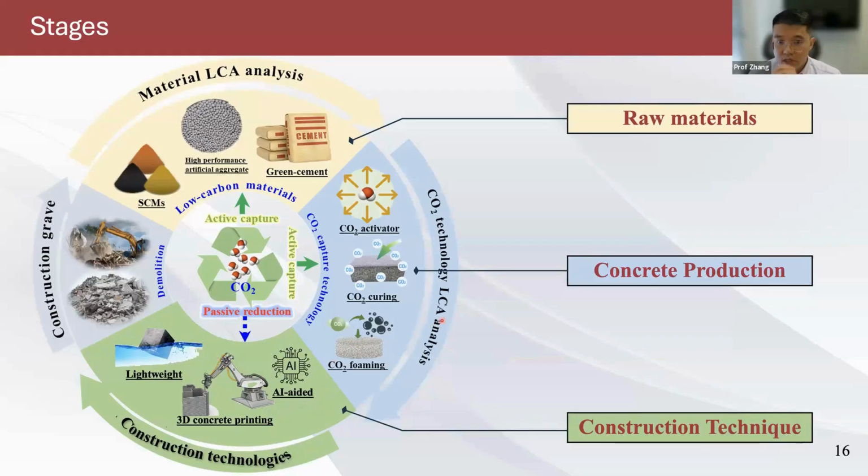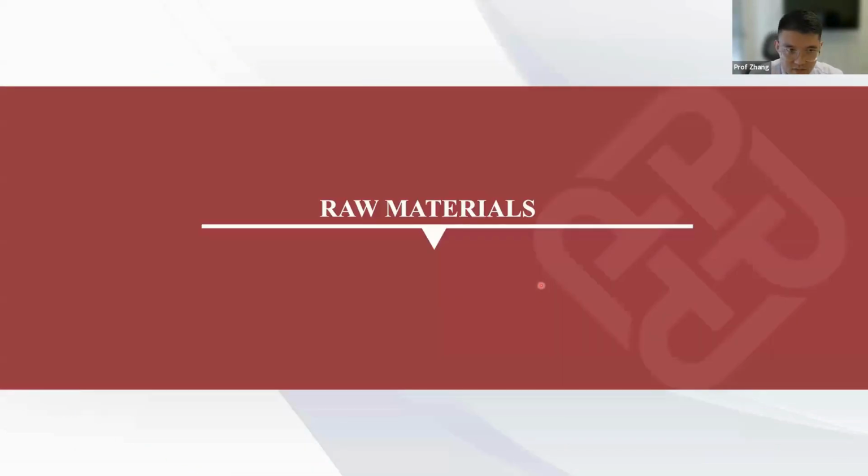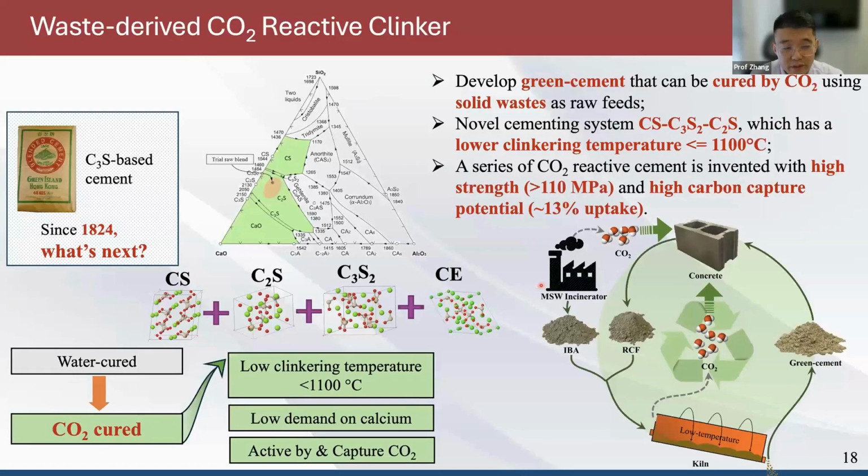Okay, so starting with raw materials. OPC is a C3S based cement. C3S is a mineral phase, which is a major phase in OPC. It has been developed since 1824, more than 200 years ago. And what we want to achieve next is, instead of using a water-cured or water-active C3S based cement, to switch to a cementing material that focuses on CO2 curing, CO2 triggered.